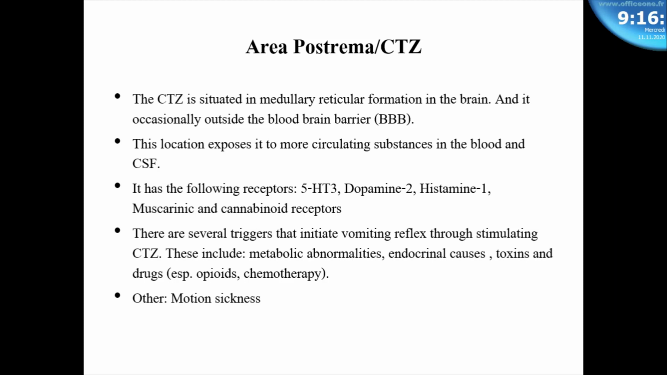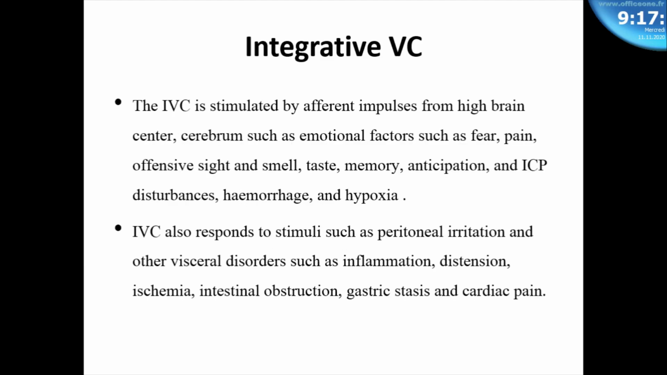This region, as you have seen, is situated in the medullary reticular formation in the brain. This region exposes the area postrema to many substances in the blood and the cerebrospinal fluid. For example, toxins, hormones, all those blood-borne substances stimulate the chemoreceptor trigger zone.